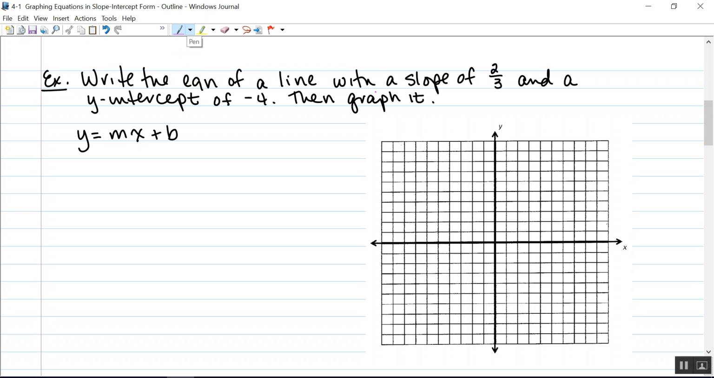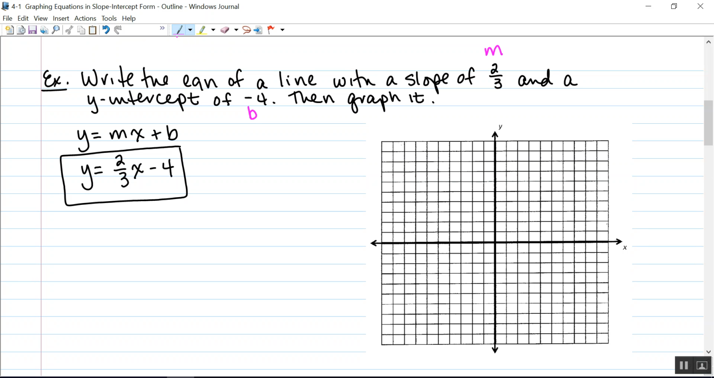What we're given is the slope of 2/3, so that's my m, and my y-intercept of -4, so that's b. So to write the equation, I'm just going to plug 2/3 in for m, -4 in for b, and my x and my y will stay x and y. So that gives me y equals 2/3 x minus 4. And that's the equation of a line in slope-intercept form that has a slope of 2/3 and a y-intercept of -4. Now we need to graph this line.